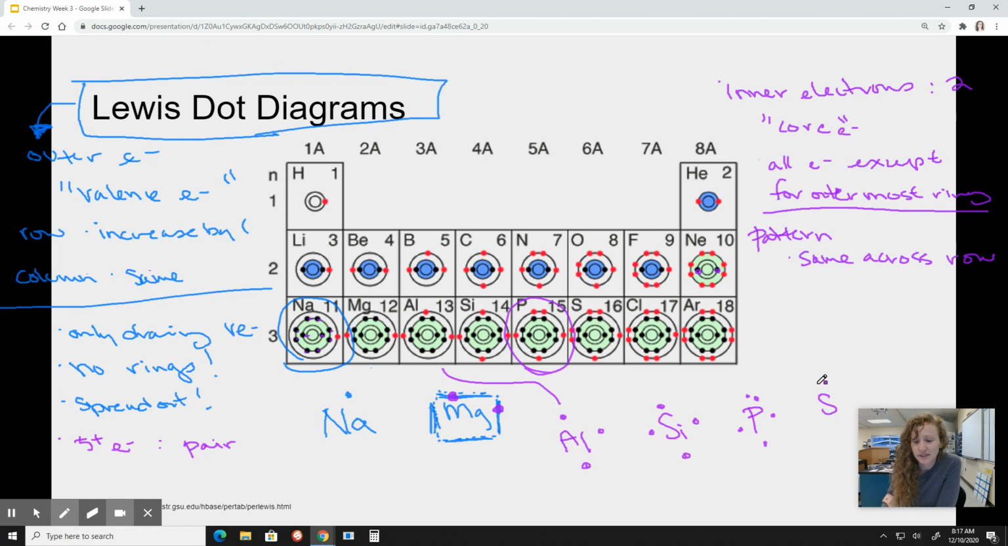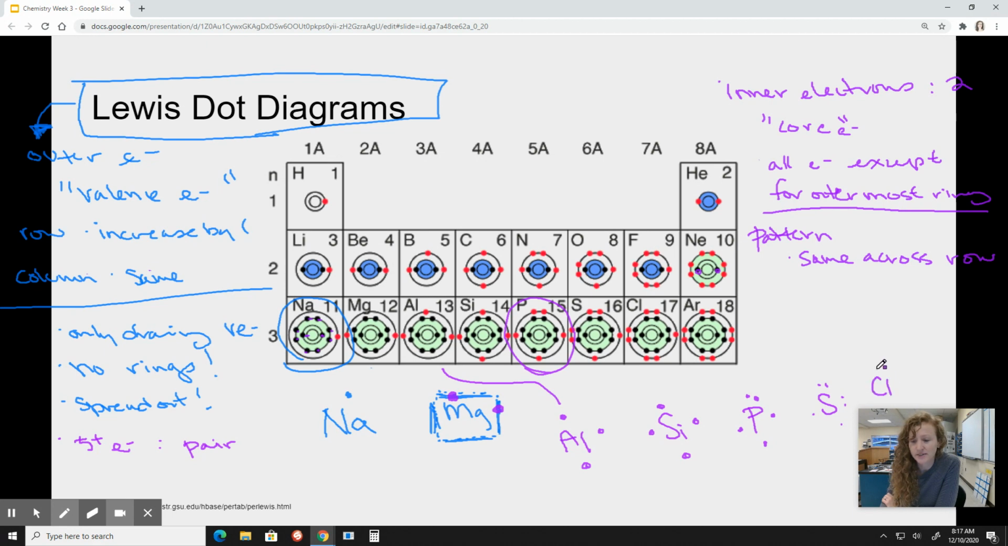Sulfur is going to have 6. So 1, 2, 3, 4, 5 is going to pair, 6 is going to pair. So this would be a good time to pause the video, draw chlorine and argon's Lewis dot structure, and then come back and we'll do it together.